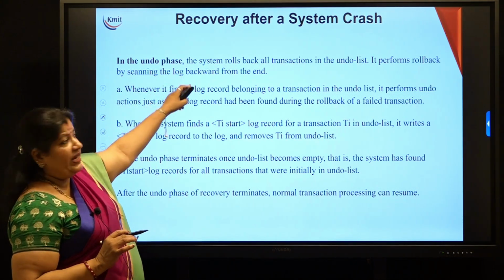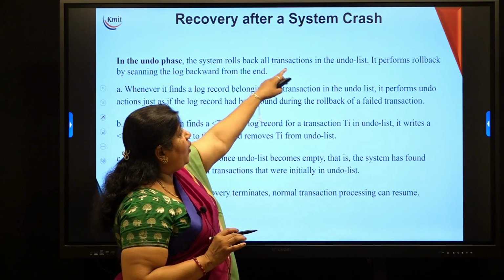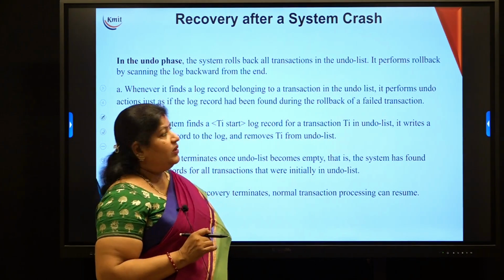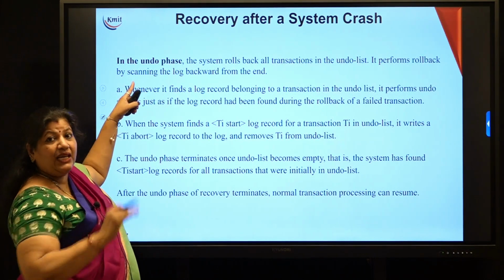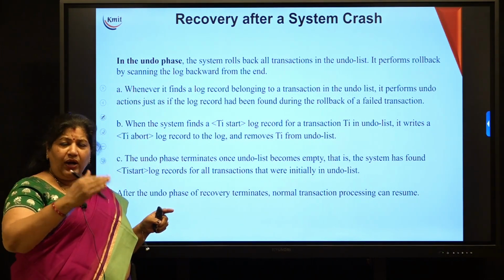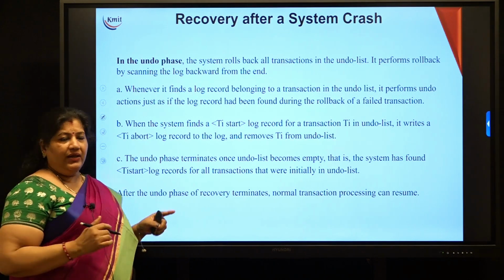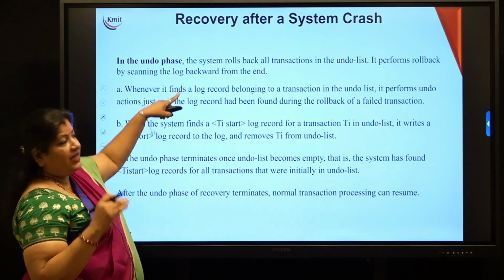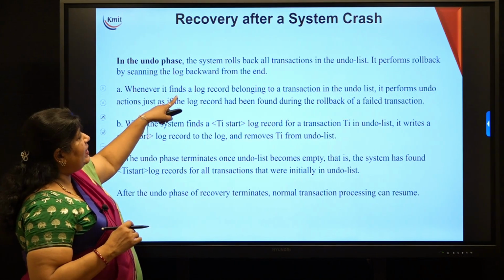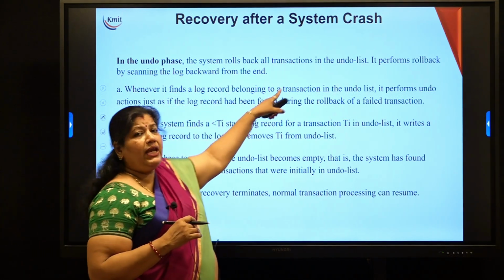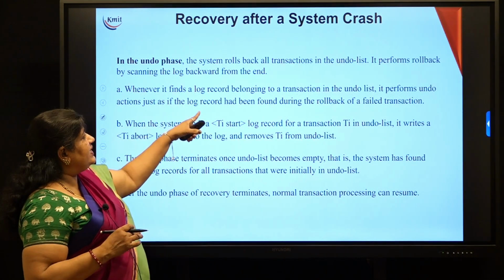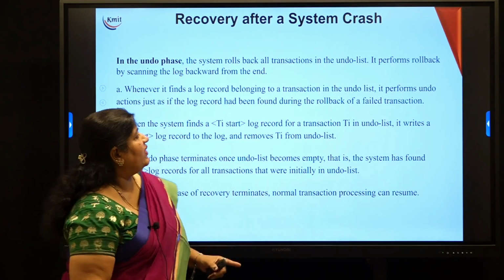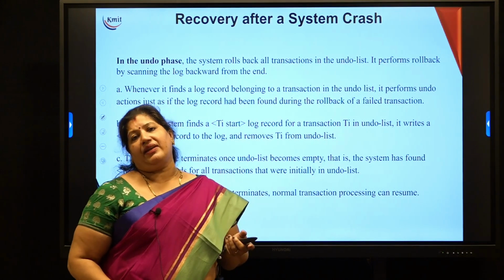So in the undo phase, the system rolls back all the transactions in the undo list. What it performs is this rollback by scanning backward from the last log record. It moves backward. So by scanning from the last record, whenever it finds a log record belonging to a transaction in the undo list, it performs the undo action just as if the log record had been found during the failed transaction.